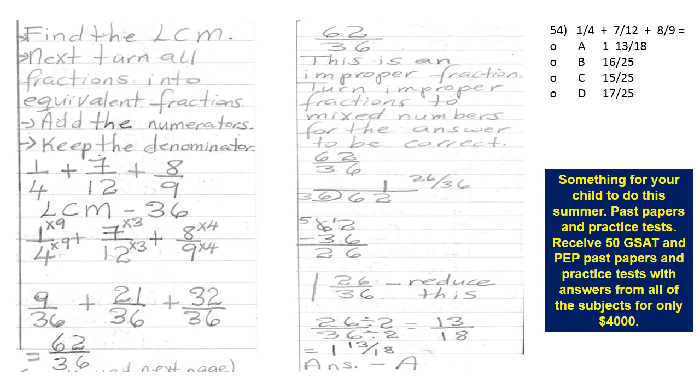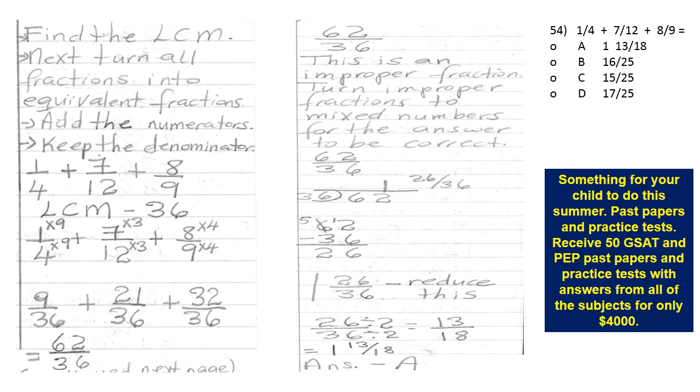Okay, let me explain the answer. First, you are going to find the LCM. What is the LCM of 4, 12, and 9? The way I work out LCM is to use the biggest number, which in this case is 12. Check if the other numbers can go into 12 without leaving a remainder. Can 4 go into 12 without leaving a remainder? Yes. Can 9 go into 12 without leaving a remainder? No. So 12 is not the LCM.